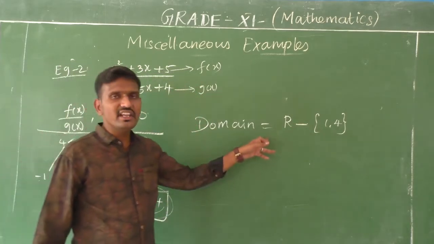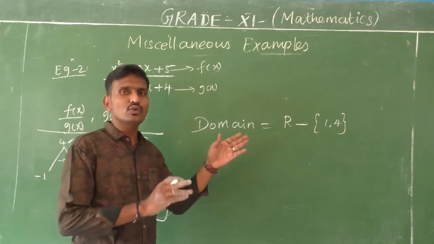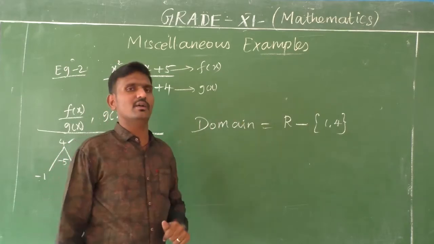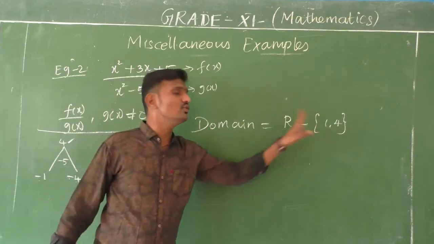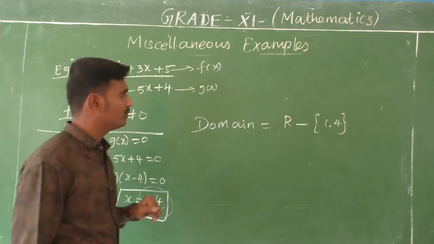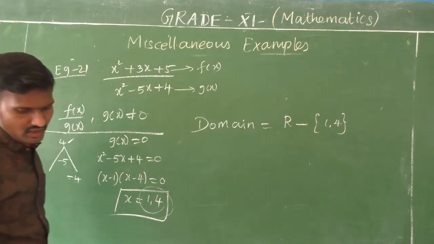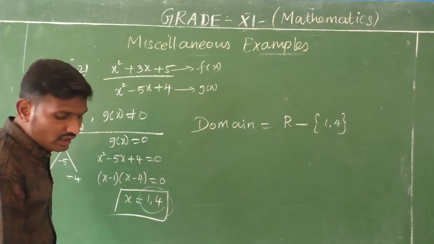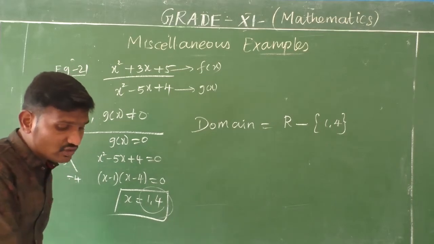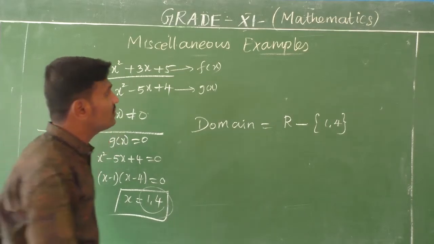Okay. So what is the meaning of this? We have to exclude these two elements. What are they? 1 and 4. Okay. So this is the answer. Very simple only, the question number 21. So from the exercise, example 21, question based on exercise, the question number 3.